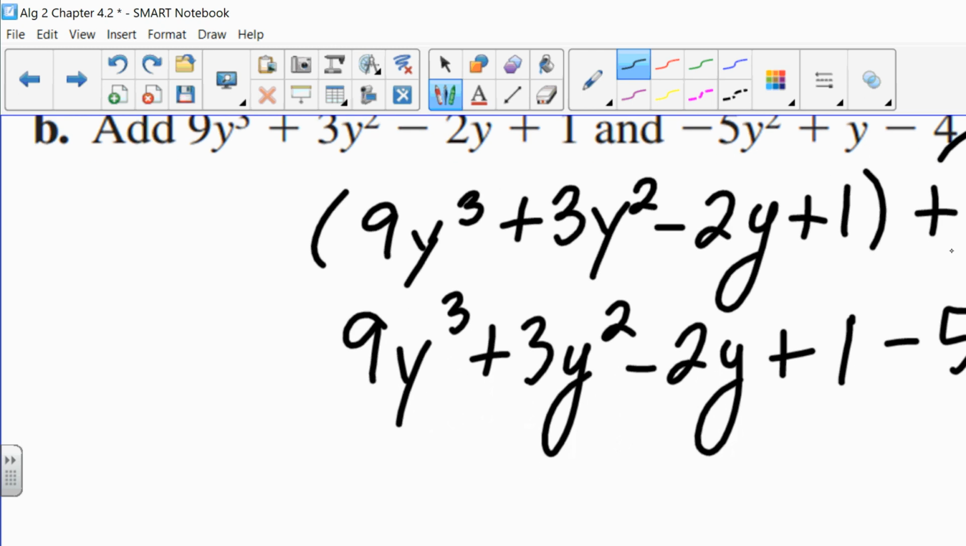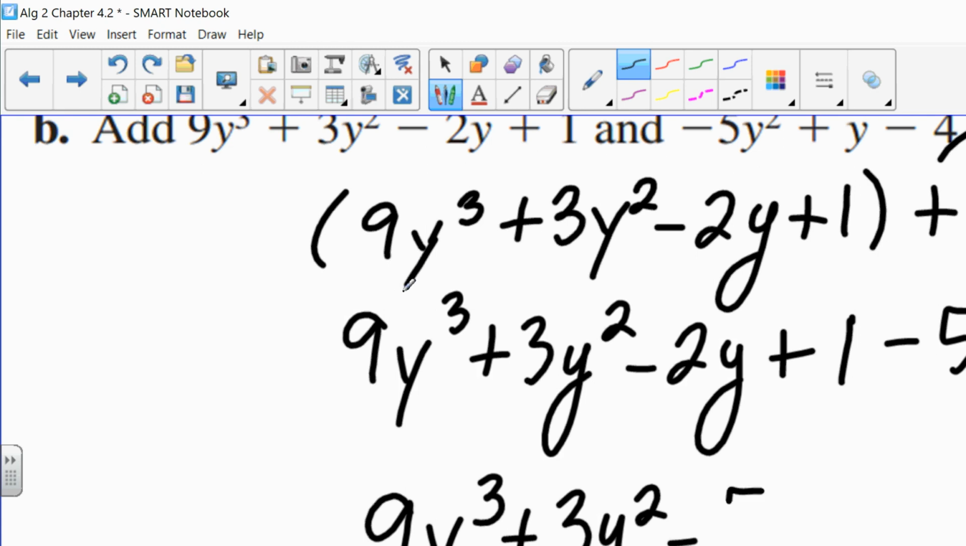Now we could go on and combine like terms at this point if we want to, or we could rewrite it with the like terms next to each other. And if we rewrite it with the like terms next to each other, we're just to say 9y cubed plus 3y squared, well, minus 5y squared minus 2y plus y plus 1 minus 4. I just rearranged it so that the like terms are next to each other. And then we're just going to combine them.